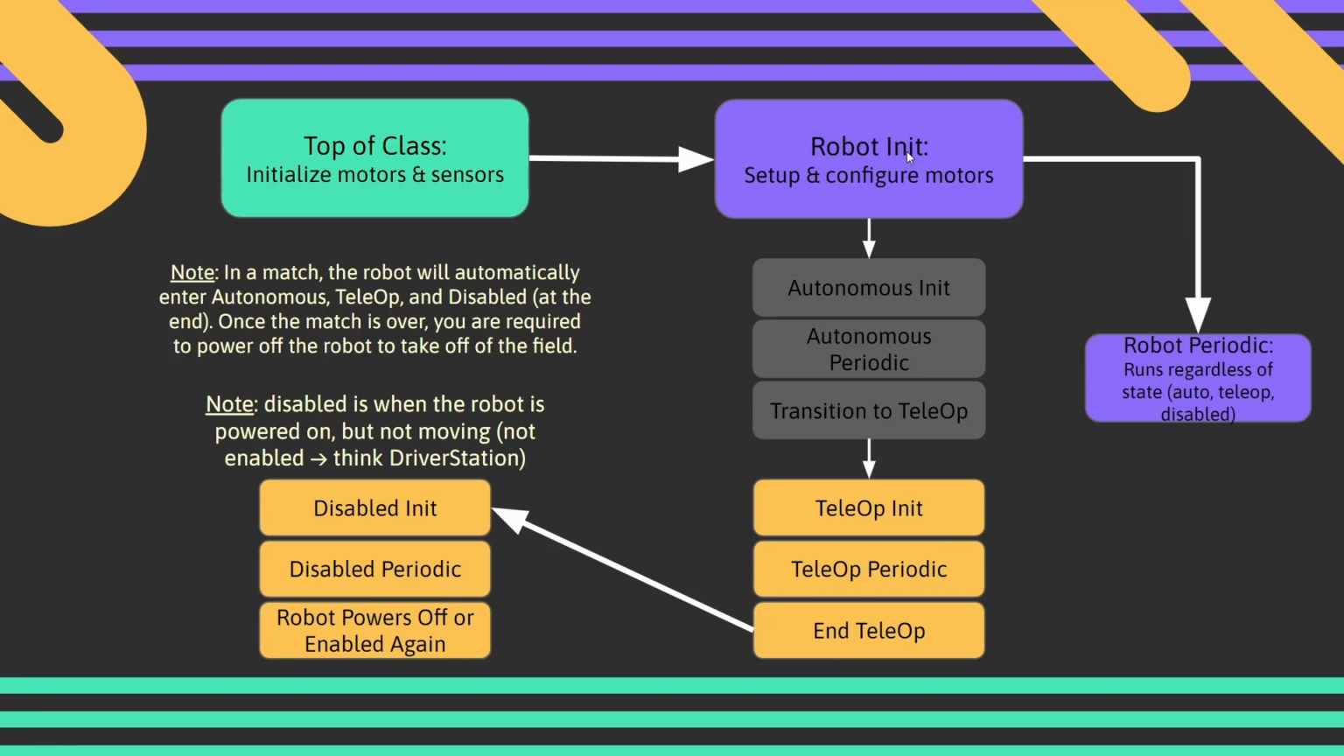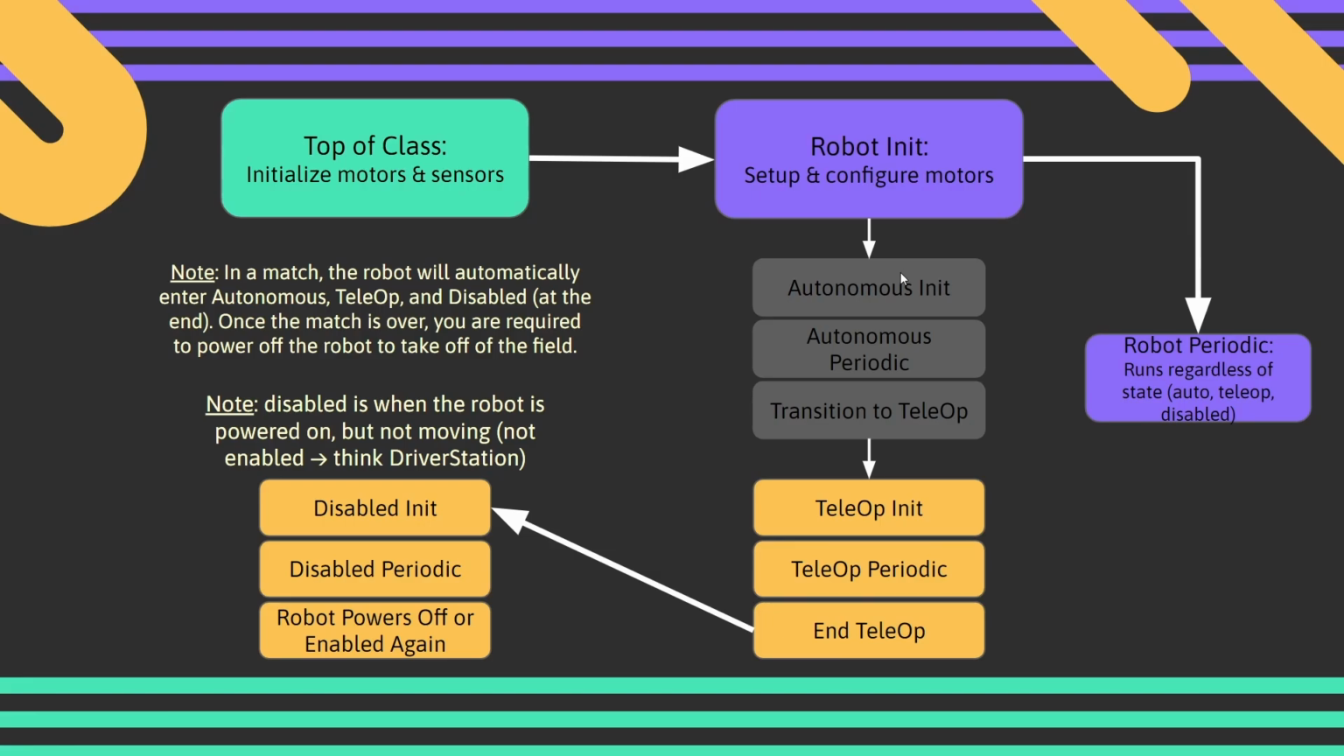Then you'll see this method called robot init. This is where you're going to set up and configure your motors. Now, the setup and configuration of motors is going to be talked about in section 3.1, so stay tuned for that. But just know that it's going to set up and configure my motors. Next, we have robot periodic. Now, this is a repeating loop that repeats every 20 milliseconds, and it runs regardless of the robot state. So whether the robot's in autonomous mode, in teleop mode, or in disabled mode, it runs regardless.